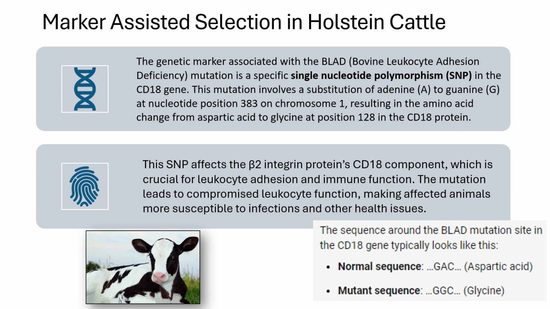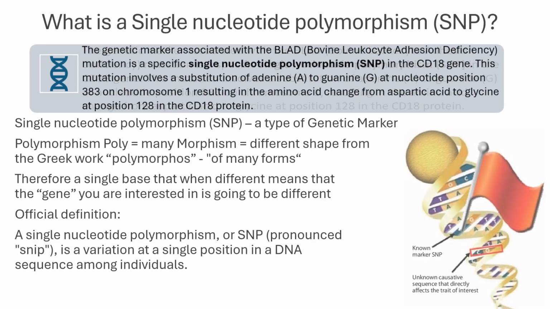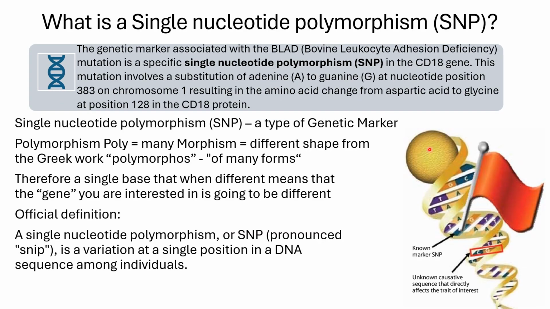Okay, so again, it's a single nucleotide polymorphism. What the heck does that mean? Single means one base, okay? 1A or 1G or 1C or 1T. Nucleotide is A, T, G, C. Remember, they always bind to the complementary base pairing rule, A to the T, G to the C.